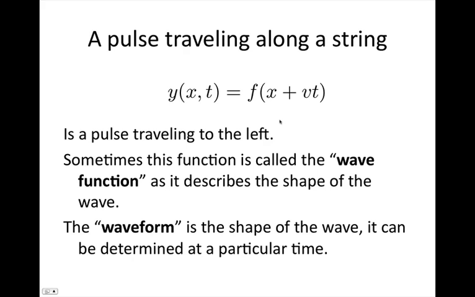If the pulse was travelling to the left, then the function would be equal to f of x plus vt. Sometimes this function is called a wave function as it describes the shape of the wave and how it evolves with time. If there's no time dependence, then sometimes it's referred to as a waveform. So the waveform describes just the shape of the wave, just the x and y dependence, and not the time dependence. So it's determined at a particular time.